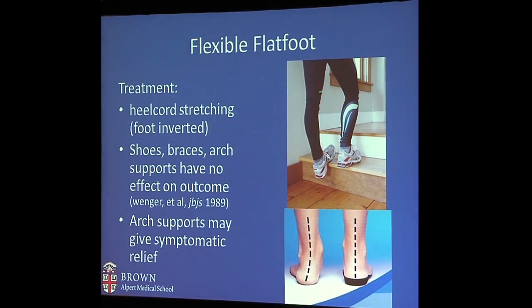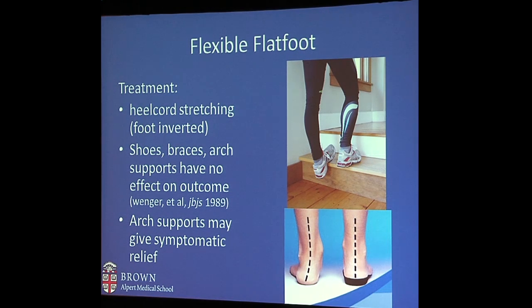Okay, so what do we do with the kid who has a flexible flat foot? Well, often it's a chicken or the egg, whether it causes the flat foot or whether it's a result of the flat foot, the Achilles gets tight. So you have them stretch. You don't have them stretch with the foot everted, which just accentuates the flat foot. You have them turn the foot inward a little bit and then stretch off the back of a stair, okay?